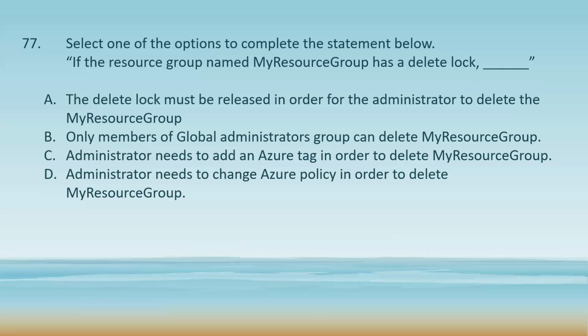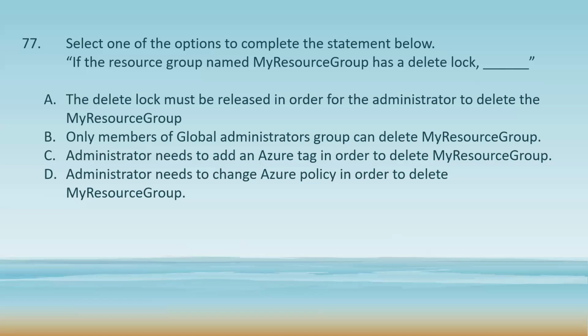Let's start by looking at option D first. It talks about a change in Azure policy, and policies are used for implementing compliance and organizational rules across your subscription or resource group. So this option is incorrect.